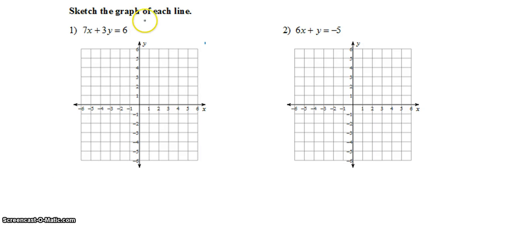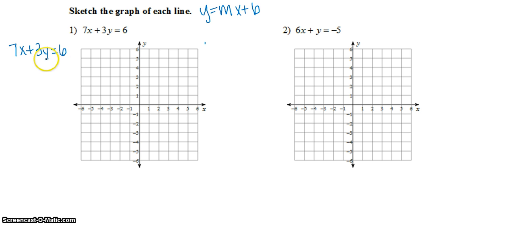When you are graphing an equation, typically we like for it to say y equals mx plus b, so to be in slope-intercept form. If it is not in slope-intercept form, like these two, you need to solve for y to get it in slope-intercept form. So I'm going to write my equation over here, 7x plus 3y equals 6.